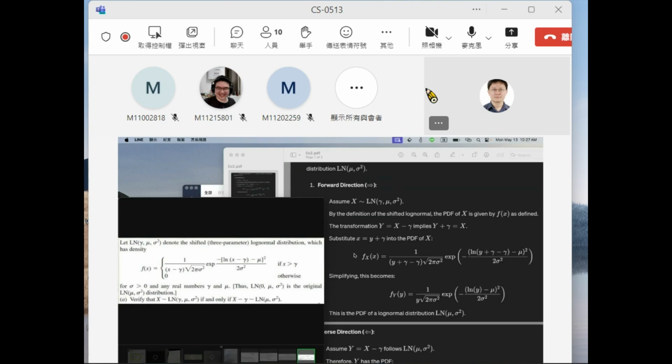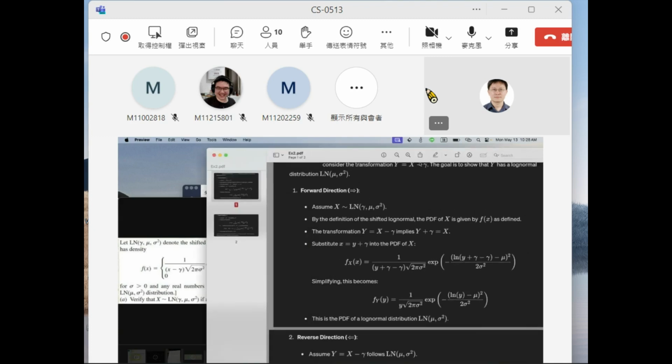So we need to verify that x can equal this function if and only if x minus gamma can equal this function too. So here the mission for you: x follows a log normal, and then we want to check that x minus gamma follows a log normal again, but we don't have the same parameter. We have another parameter. Okay, so go and check it.